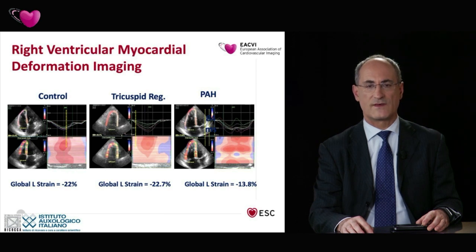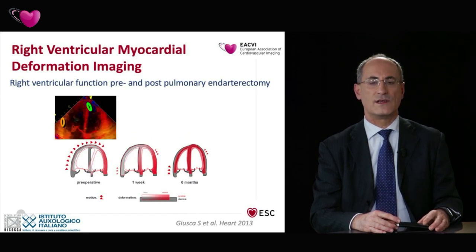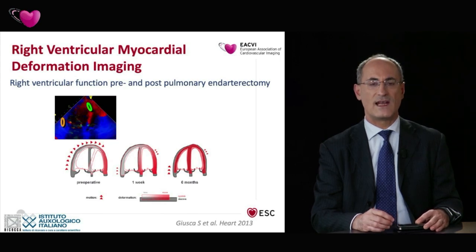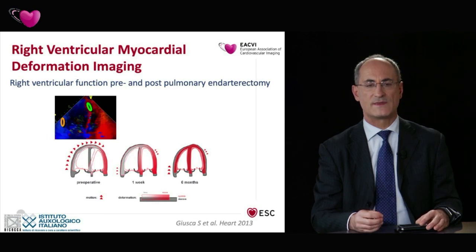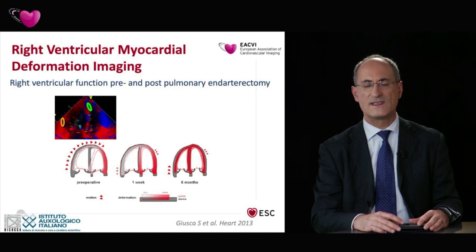This is a very elegant study by Sorin Juska from the group of Professor Fadel, showing the added value of strain compared to TAPSE. This is a very unique cohort of patients with pulmonary hypertension due to thromboembolism. They underwent pulmonary endarterectomy, and they looked at right ventricular function before the pulmonary endarterectomy, 1 week after the operation, and then 6 months.